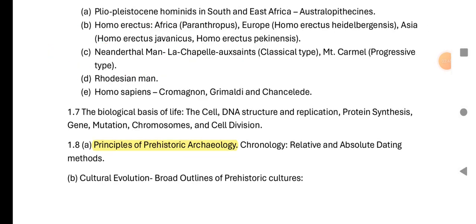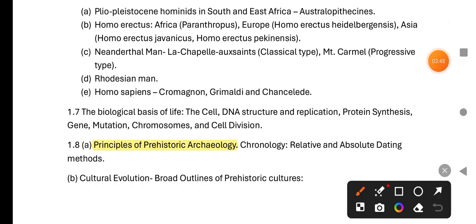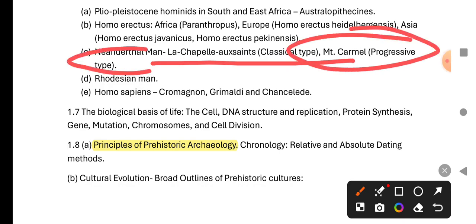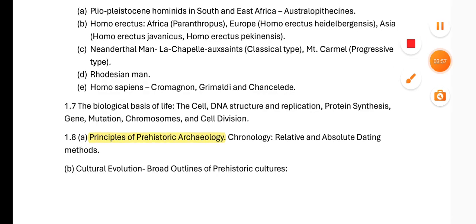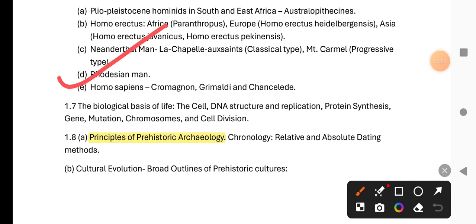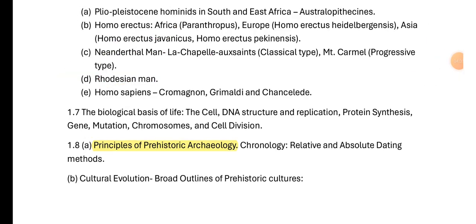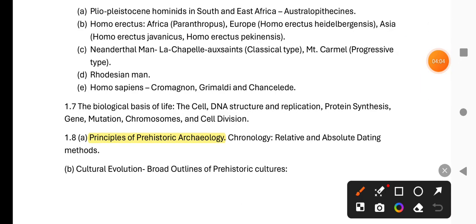And then we will move to Neanderthal man. They are of two types, that means the classical type and the Mount Carmel progressive types. We will study these topics thoroughly. Rhodesian man, which is very important, has been asked multiple times in the past.